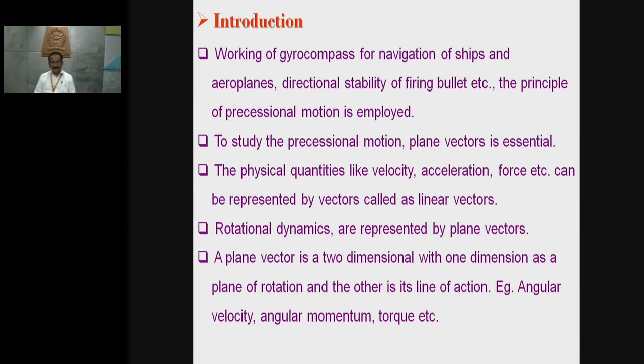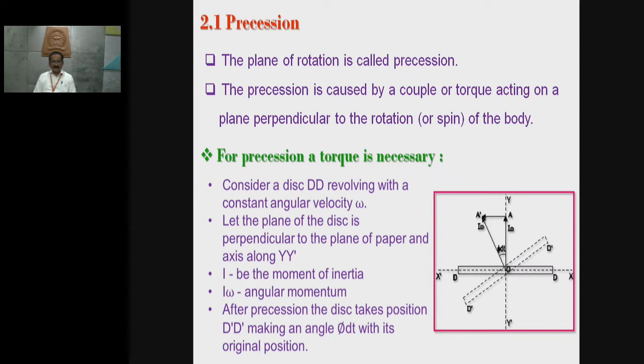These are quantities performing motion in one plane, and their direction is obtained perpendicular to the plane containing these motions. Now, as far as precession is concerned, the plane of rotation is called precession. When a body performs rotational motion, the plane described by the body is called precession. The precession is caused by the couple or torque acting on the plane perpendicular to the rotation of the body.